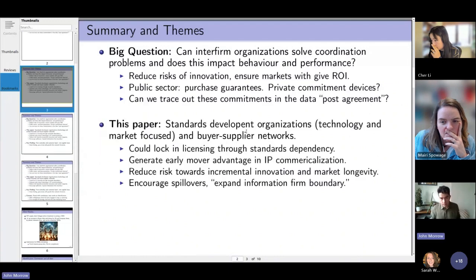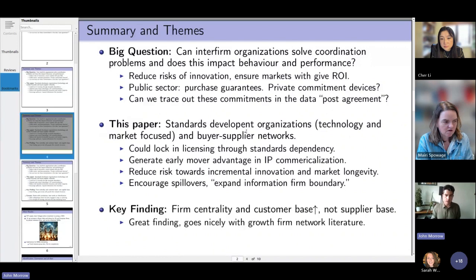So here, Cher and co-authors look at standards development organizations and buyer-supplier networks, which is a burgeoning literature. There are a lot of things that could be going on, which I won't go through. Cher just talked about a lot of the really interesting implications for SDOs. But one way to frame this is that it is going to encourage spillovers beyond the firm boundary, in particular information, interoperability, and technical standards.